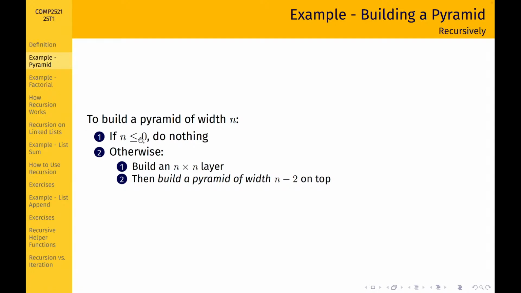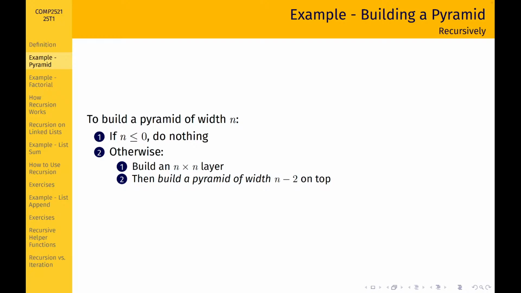So what we've got to do is first check if n is 0 or negative. If n is less than or equal to 0, then we do nothing. Otherwise, we do what we did before: we build an n by n layer, then we build a pyramid of width n minus 2 on top. Okay, so that's an example that doesn't involve any programming.